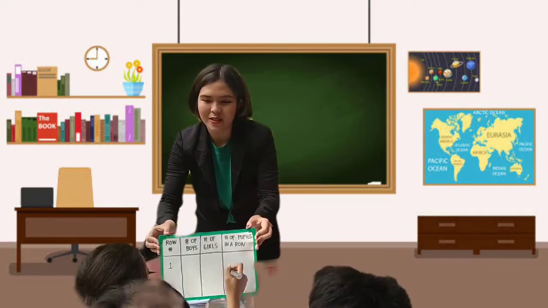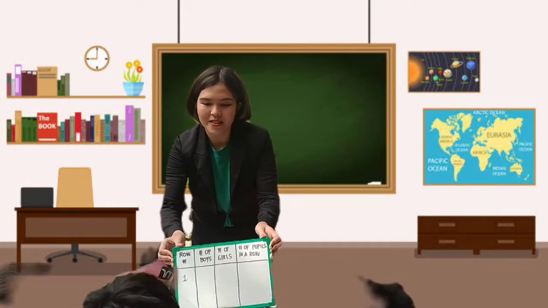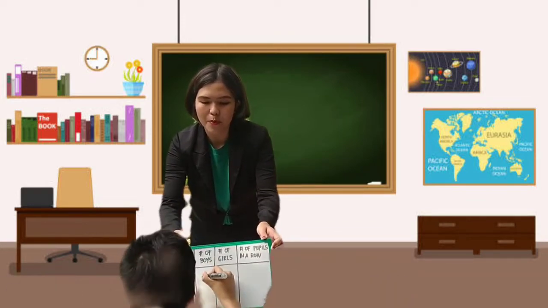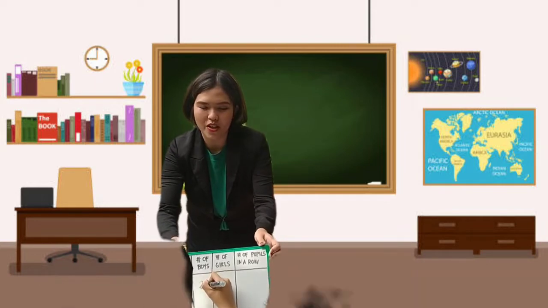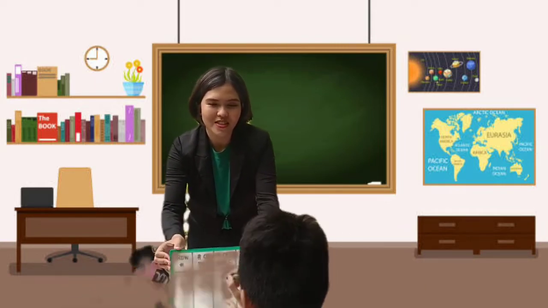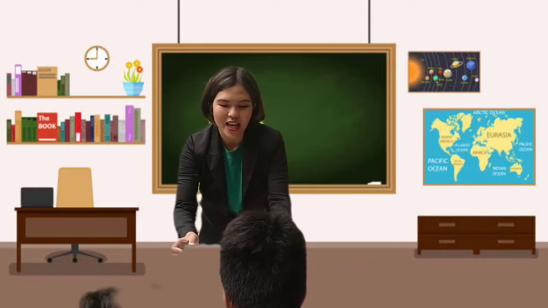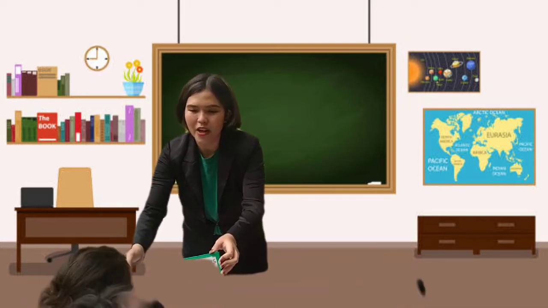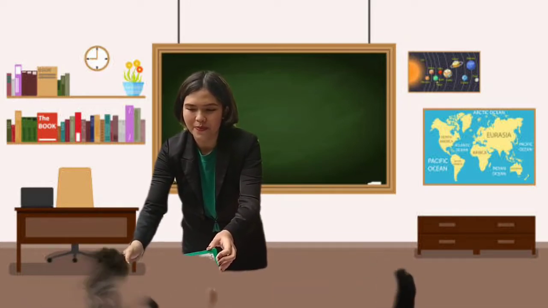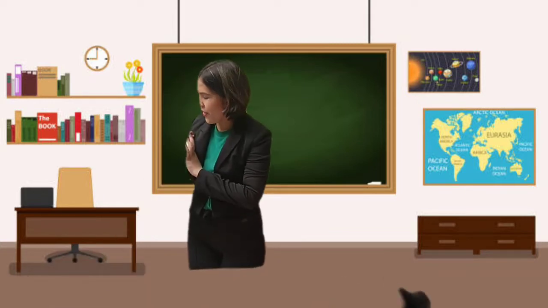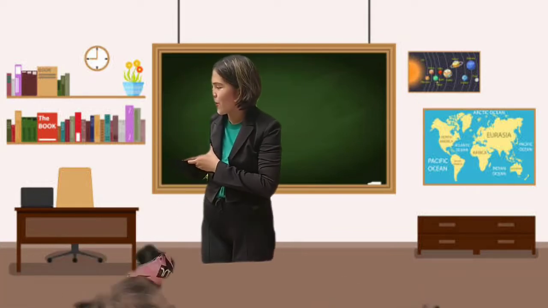Okay, next. Jandi, it's your turn. The number of boys. How many boys are there in your class? Okay, next, Dong. How many girls? And the last one is number of pupils in a row. How many are you in a row? Okay, very good. Let's see what is your answer.